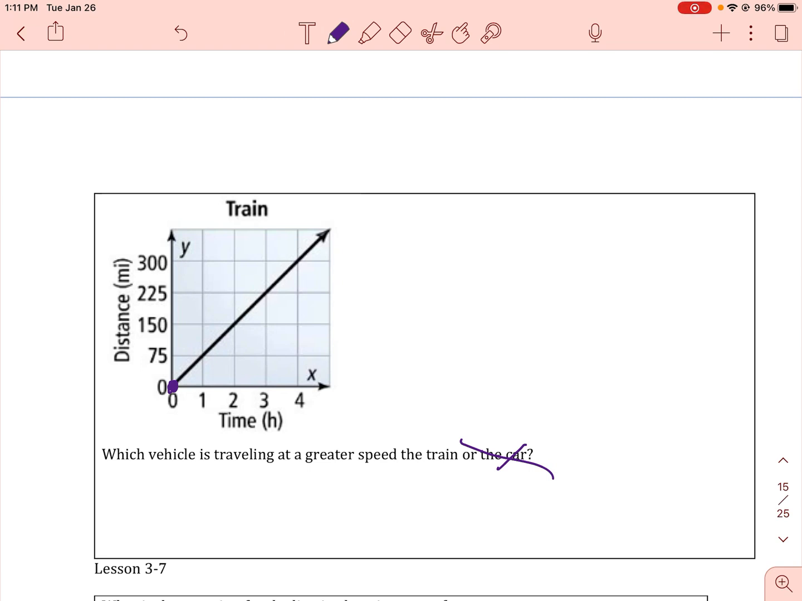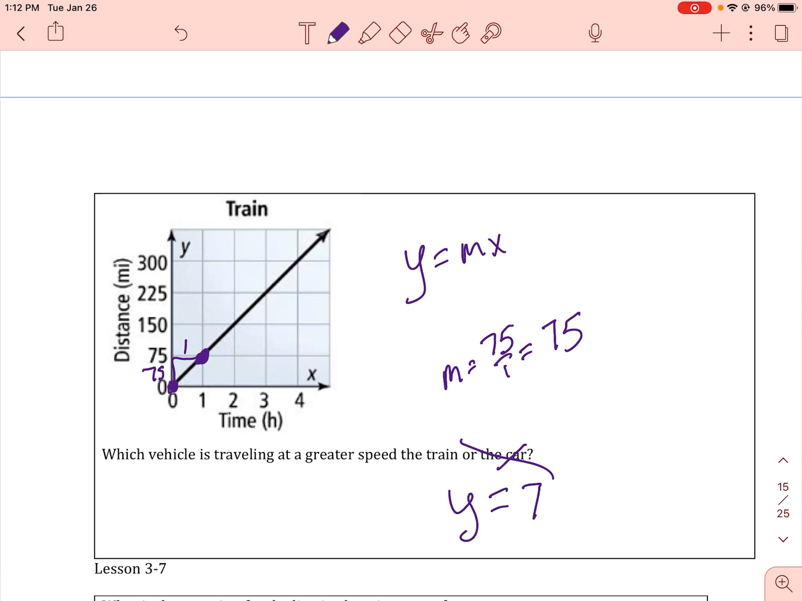Here, this is a proportional relationship because it goes through the origin. We know y equals m times x. All we need to do is find m. So I need to find my slope. My slope triangle says I rise 75, I run 1. So my m for the graph is 75 over 1, which is just 75, completely reduced. So my equation is y equals 75x.